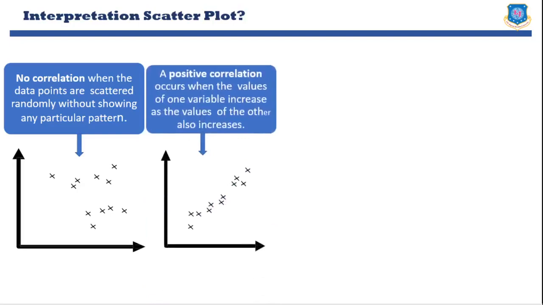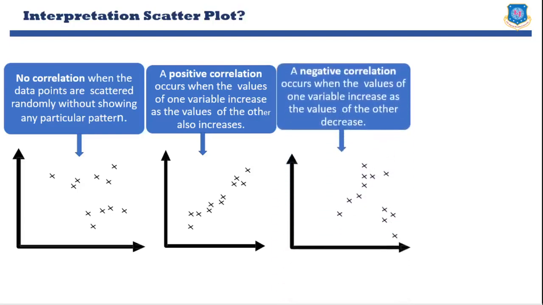The second type of interpretation you can draw from a scatter plot is that there is a positive correlation between the variables. So when you see that the values of one variable increase as the value of the other variable also increases, you can say that there is a positive correlation. In case when the value of one variable decreases and the value of the other variable also decreases, you can say that there is a positive correlation between the two variables.